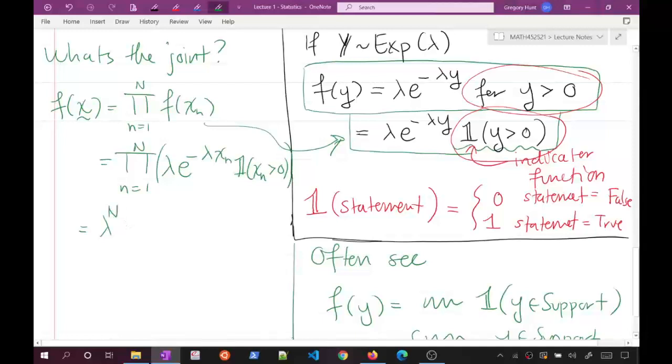And we will get an e to the negative lambda times the sum of these x sub n's. And then we're going to get a product of a bunch of, so I'm going to say multiplied by the product of the indicator that x1 is bigger than 0, indicator that x2 is bigger than 0, all the way to xn bigger than 0, right? So we're going to get a product of these indicator functions that's left over. And for now, that's just how we're going to leave it.